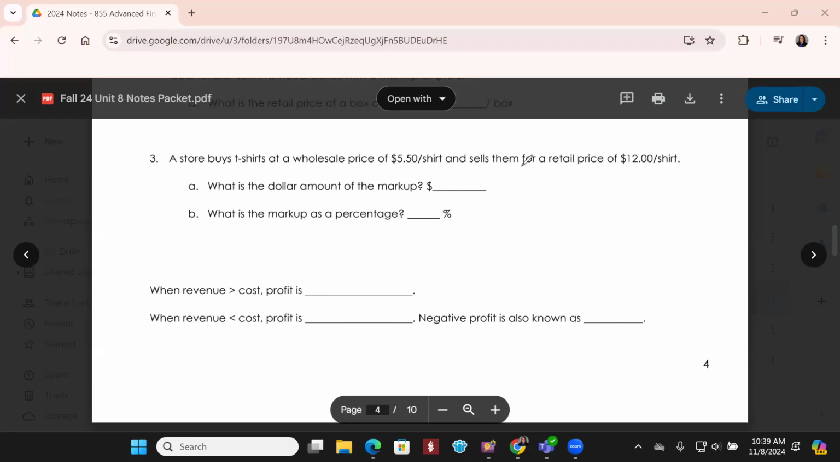A store buys t-shirts at $5.50 per shirt and sells them for a retail price of $12 per shirt. So we went from $5.50 to $12. How much is the markup? If we take 12, which is what they sold it for, and subtract how much it initially cost, that gives me $6.50.